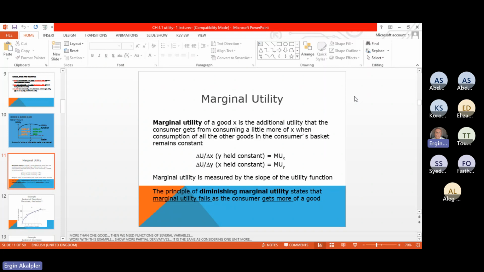And delta U over delta Y, when X is held constant, then marginal utility of Y is represented with delta U over delta Y. And marginal utility is measured by the slope of the utility function. The principle of diminishing marginal utility states that marginal utility falls as the consumers get more of a good. This is diminishing utility. It falls, but it is increasing and it is reducing.